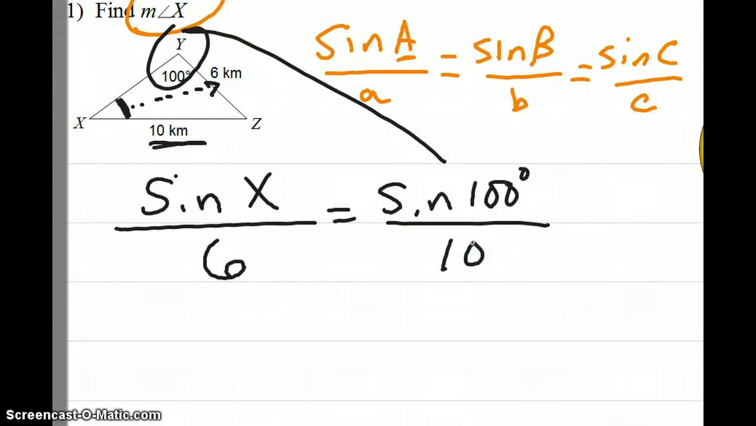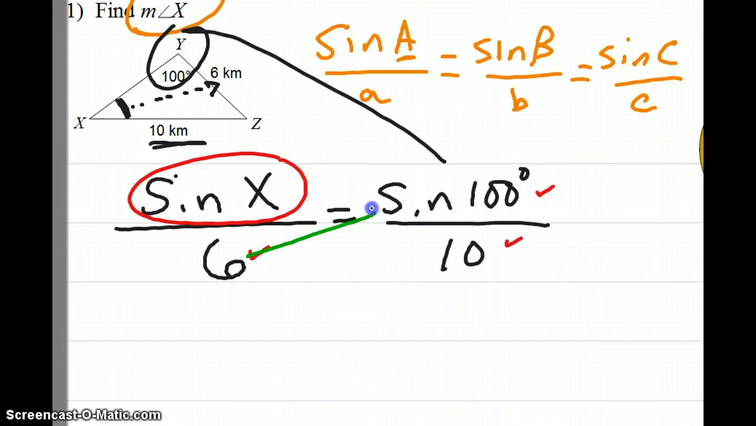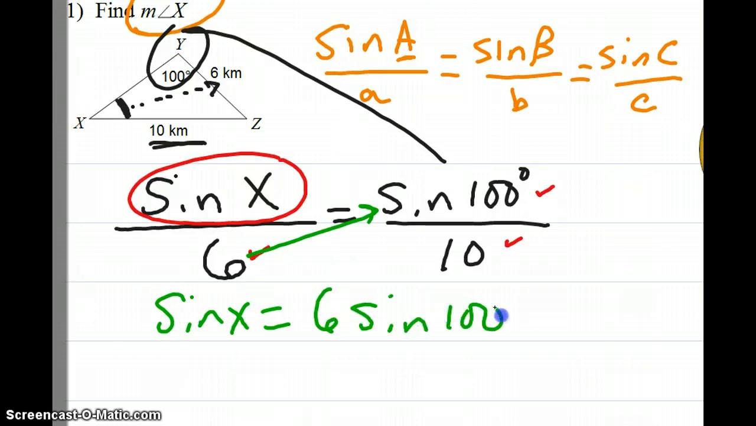Now you always want to set up the law of sines so that you have what we call three knowns. We know three things, and we only have one unknown. And why do we want to do that? Because when we want to solve for the missing, we can just cross multiply. So we get sine of X equal to 6 times the sine of 100, all divided by 10.